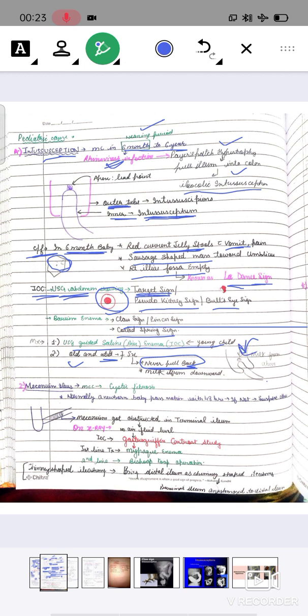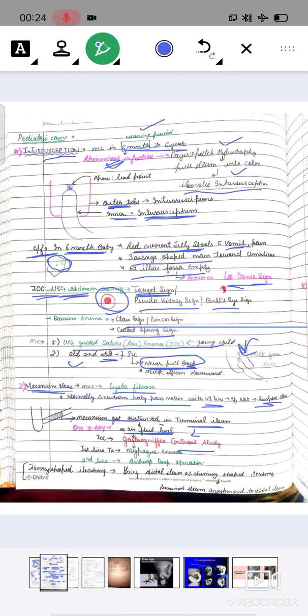And the second case is meconium ileus. In meconium ileus, the most common cause is cystic fibrosis. As we know, normally a young baby passes motion within 48 hours, and if it is not passed, the most probable suspected diagnosis is meconium ileus. On the X-ray, there will be no air fluid level, and for investigation we will give a contrast study, that is gastrografin.